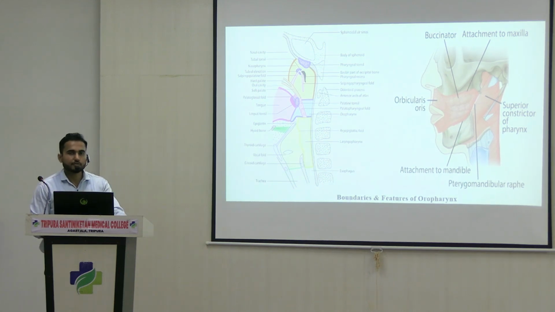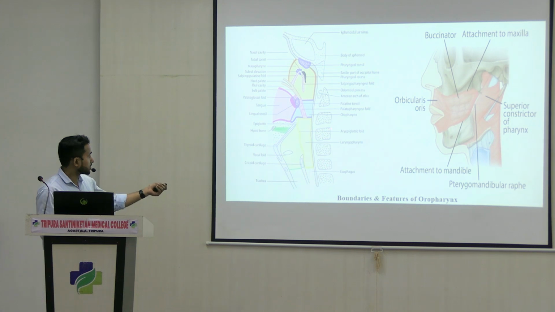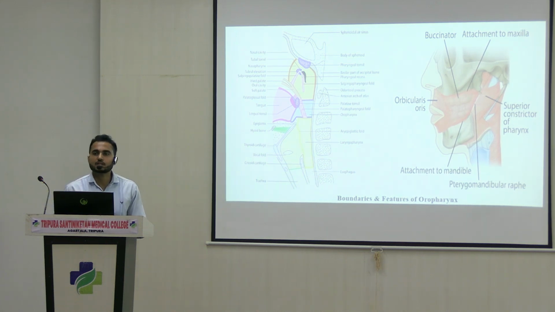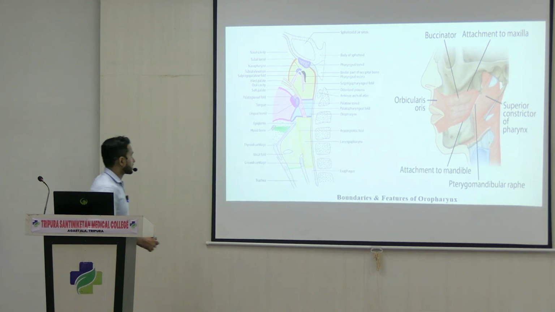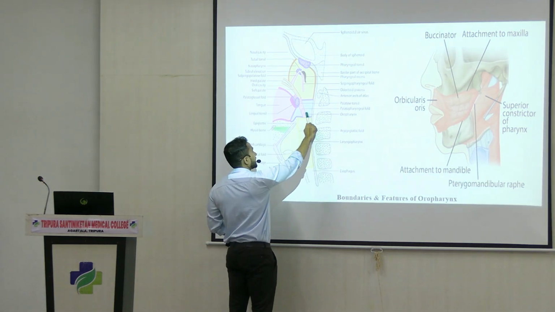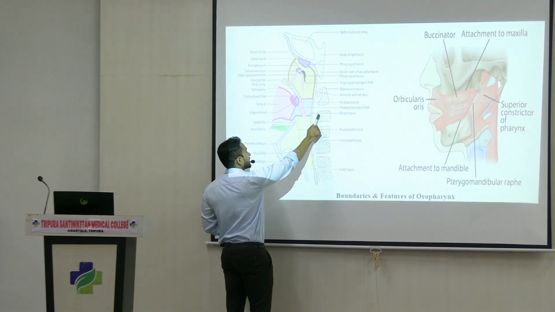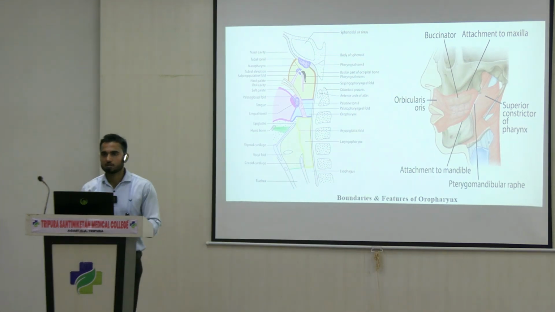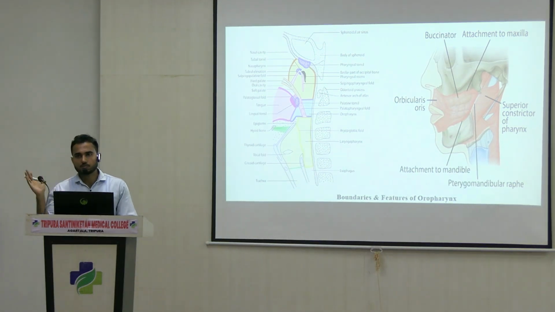Next is the posterior wall. Can you see the posterior wall is formed by C1 and C2? Mainly it will be formed by C2 and C3, the second and third cervical vertebra. What is present posterior to the pharynx? As you can see, this is the posterior aspect and this is the anterior aspect. Posteriorly, this is the second cervical vertebra, and some part of the third cervical vertebra is also present, which is forming the posterior wall.